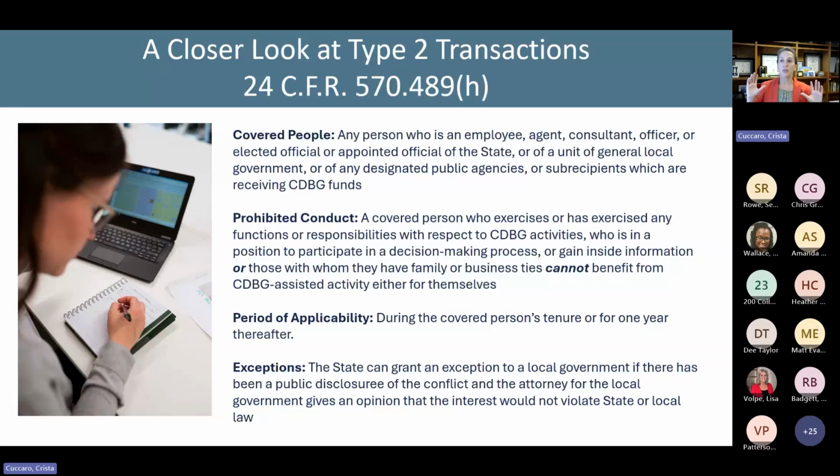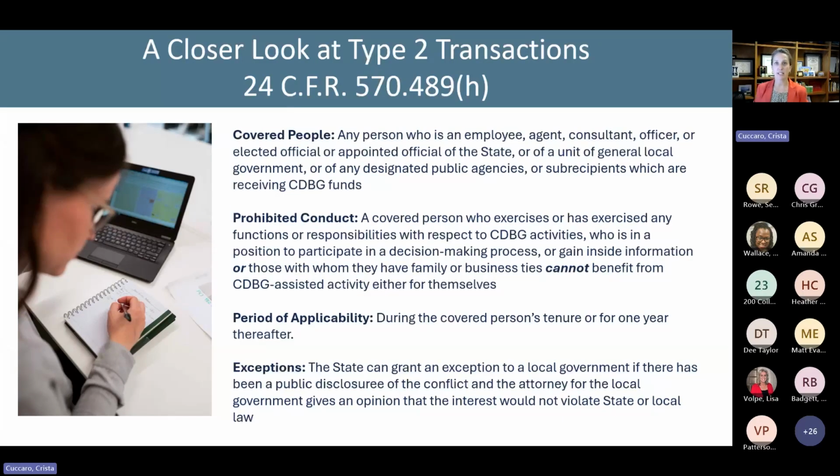It applies to the person while they are working with the unit that's covered, and 1 year after their departure from that organization. So that's also, to me, a big consideration in terms of tracking these conflicts of interest.